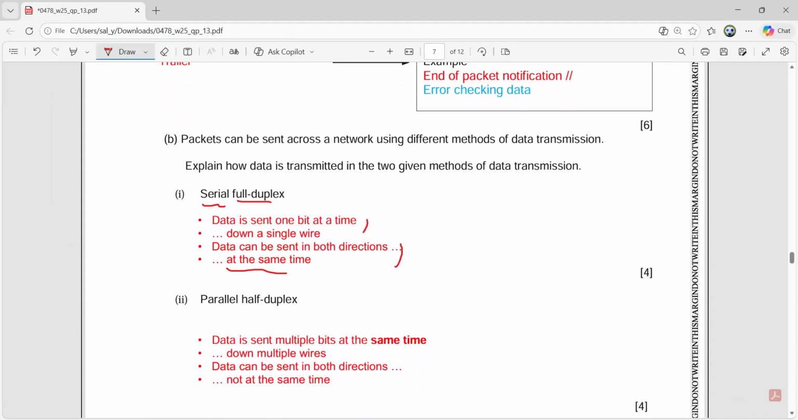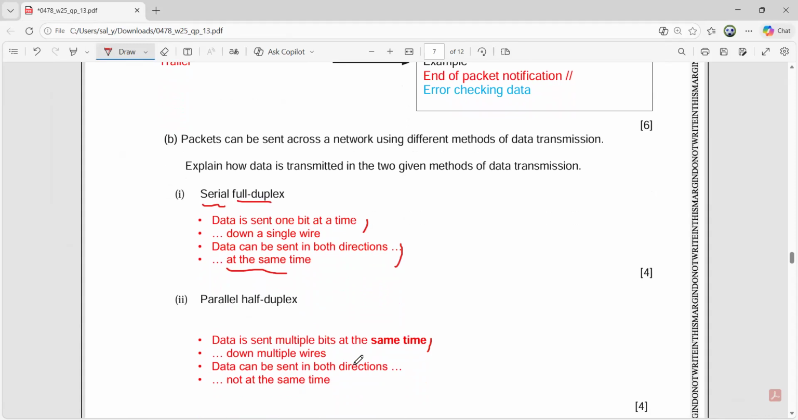Parallel half duplex. So parallel, what is parallel? Data is sent multiple bits at the same time down multiple wires. See, data is sent multiple bits at the same time, and different wires or multiple wires are used, and that will give you 2 out of 2.